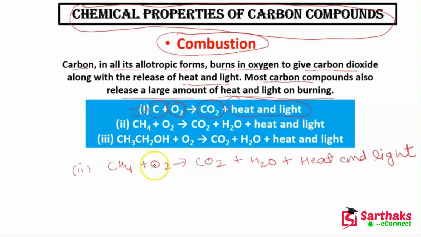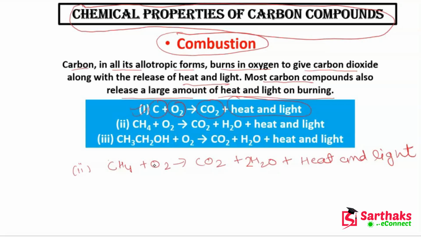This reaction is not balanced. If I want to balance it, I will have to check which element is not balanced. You can see that for hydrogen, on the left side it is 4 and on the right side it is only 2. So I will multiply by 2 here. Now hydrogen is balanced: it is 4 on the left and also 4 on the right.